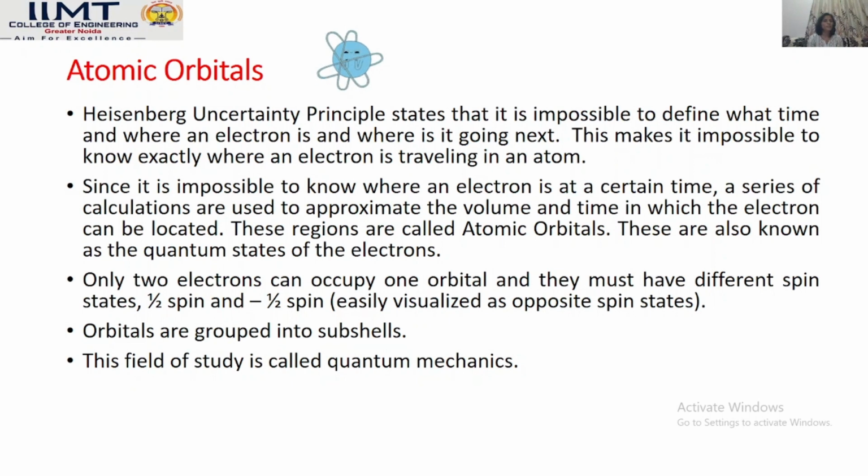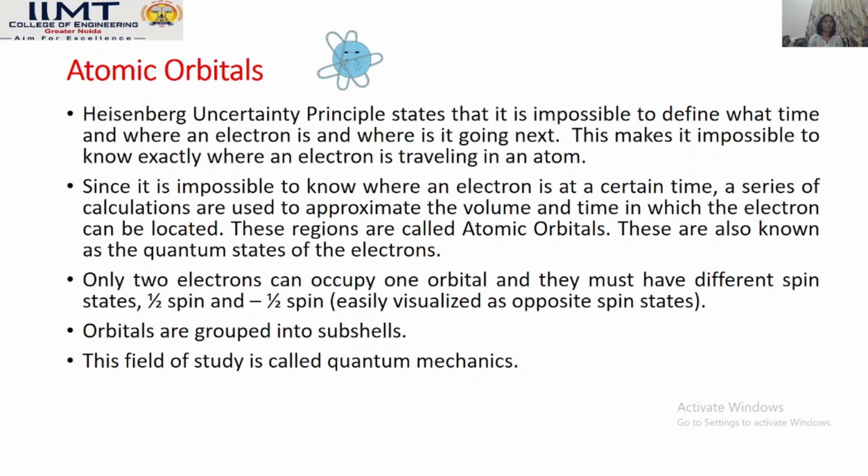Heisenberg's uncertainty principle states that it is impossible to define at what time and where an electron is and where it is going next. This makes it impossible to know exactly where an electron is traveling in an atom. Since it is impossible to know where an electron is at a certain time, a series of calculations are used to approximate the volume and time in which the electron can be located. These regions are called atomic orbitals. These are also known as the quantum state of the electrons.